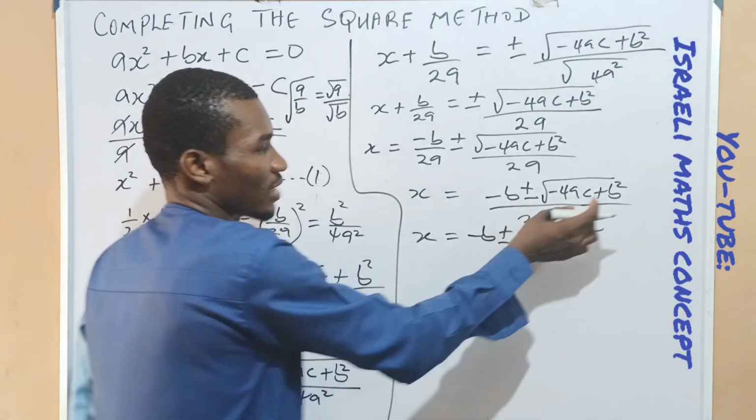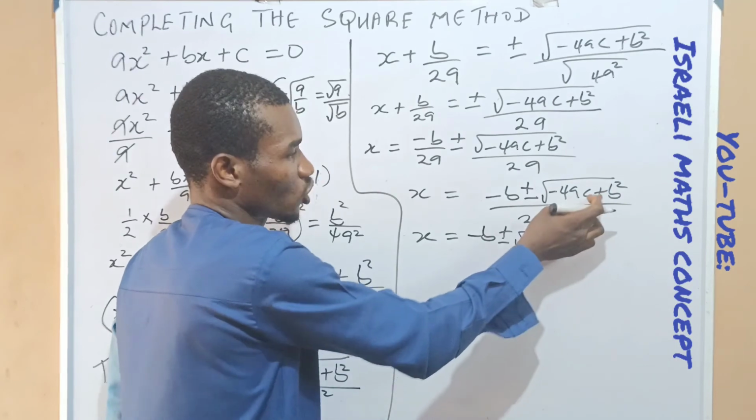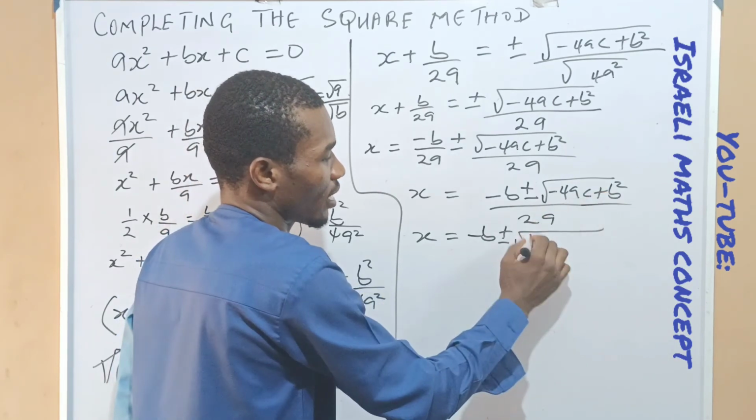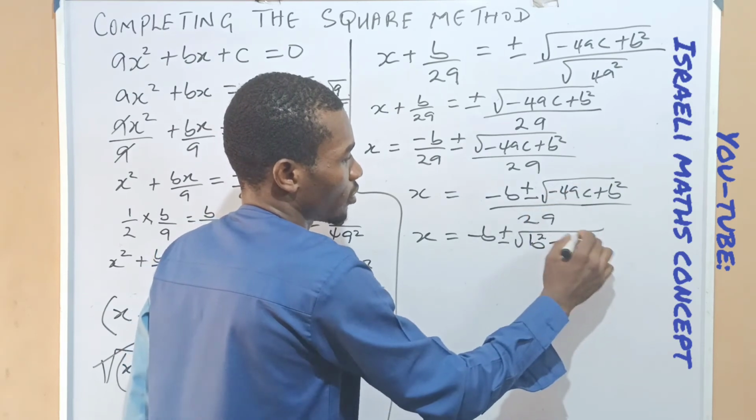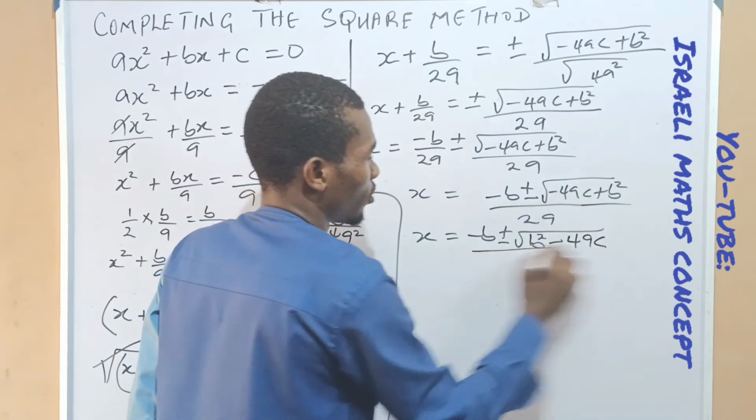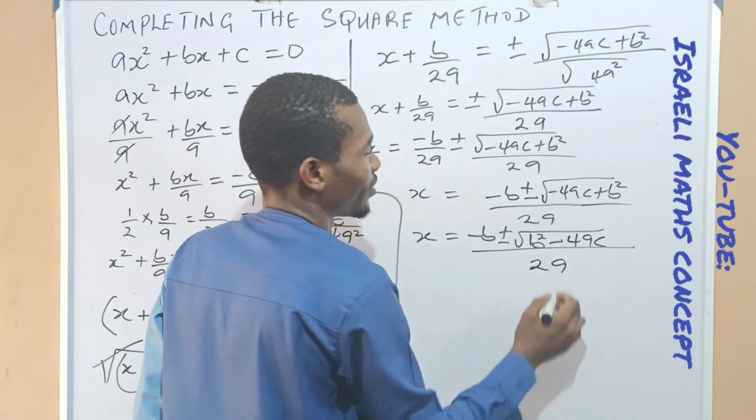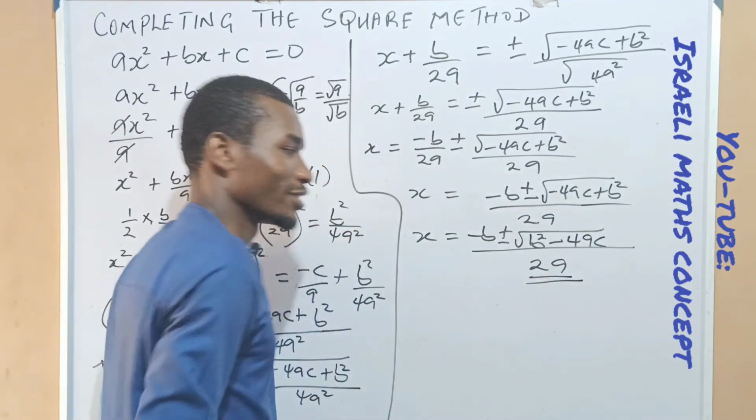This is the same as saying x is equal to negative b plus or minus the square root of, I can still rearrange this because addition is commutative, hence I can have b squared minus 4ac, all over 2a. This is our answer.